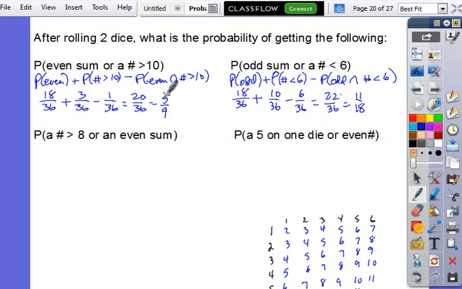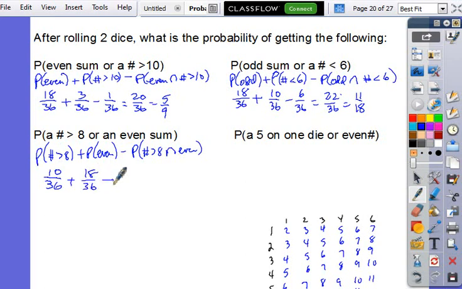All right, so if I go to the third one, I need probability of a number greater than 8 plus the probability of even minus the probability of a number greater than 8 and even. A number bigger than 8 should be 10 out of 36, right? I count the 9s, 10s, 11s, and 12. Plus even. Well, I know I got 18 evens. Minus the probability that it's bigger than 8 and even at the same time. That's 4. There's 4 that are bigger than 8 and even. So that winds up being 24 out of 36. 2/3.